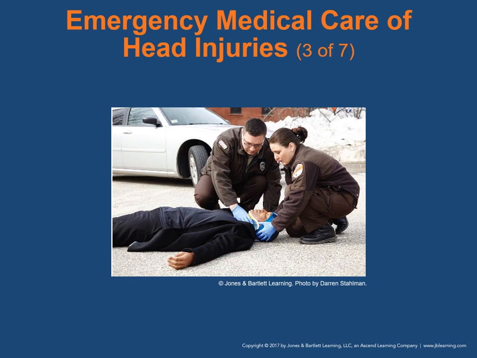This figure shows how to stabilize and maintain the head and cervical spine in a neutral inline position and then apply a cervical collar. This is also a skill you'll practice.